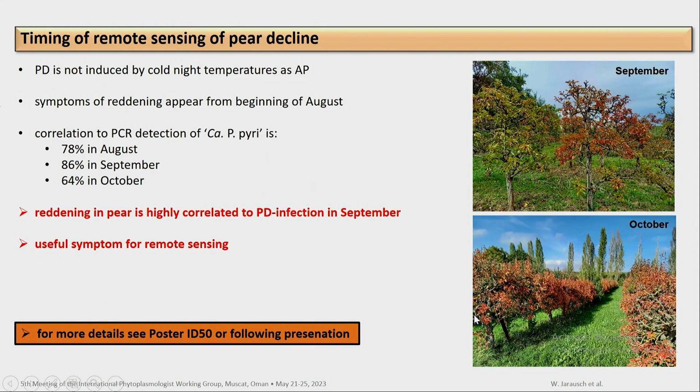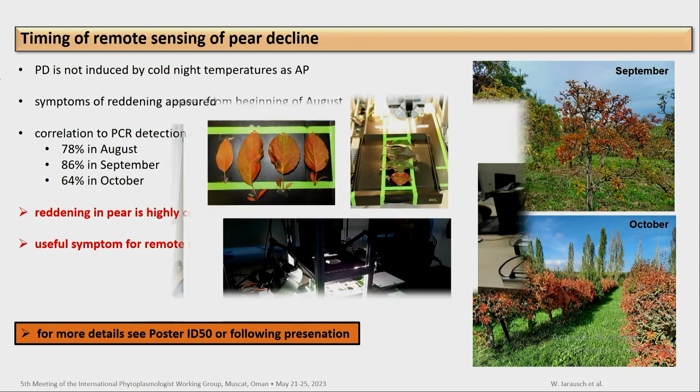So, in contrast to apple proliferation, these symptoms are not induced by cold night temperatures, but they appear already at the beginning of August, when it's still very hot. And you can see in September the trees are very nicely colored. This is the best period. Also, again, in the next presentation, the details. And in October, we have entirely red orchards, sometimes with other reasons.